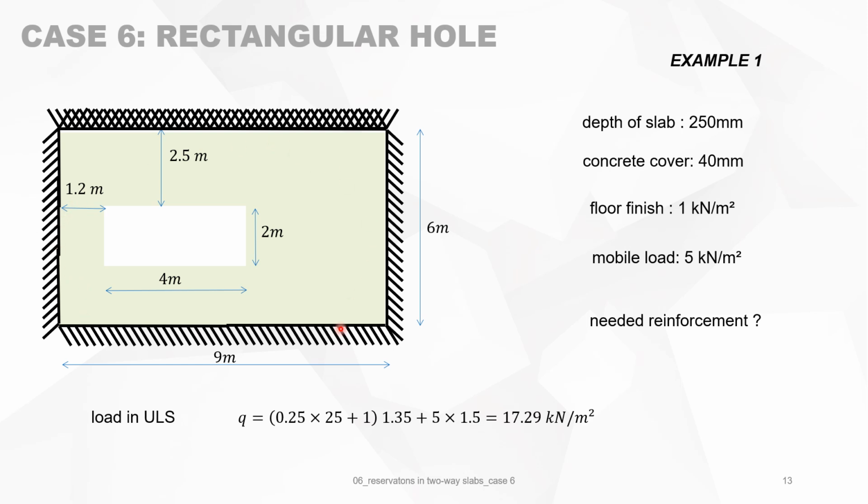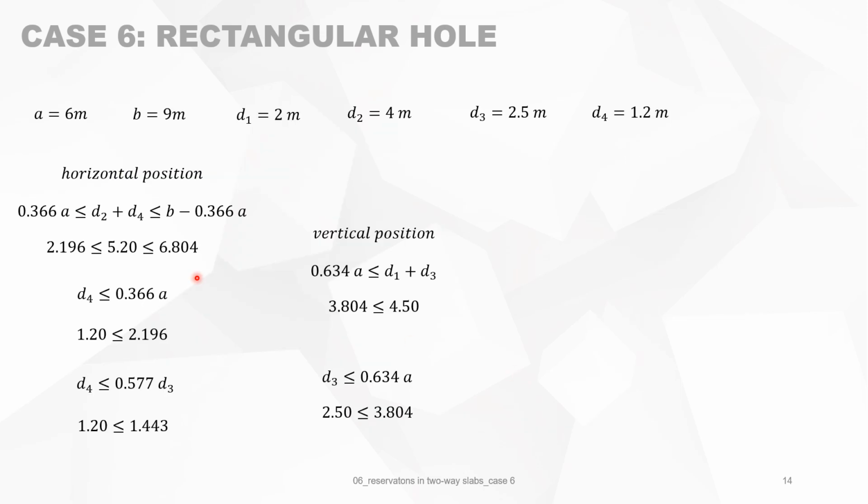The load in ULS, ultimate limit state, is then the proper weight of the slab, which is 0.25 times 25, plus the floor finish, and this times 1.35, plus 1.5 times the mobile load, gives you 17.29 kilonewton per square meter. The different parameters, and then the conditions that you must apply to.